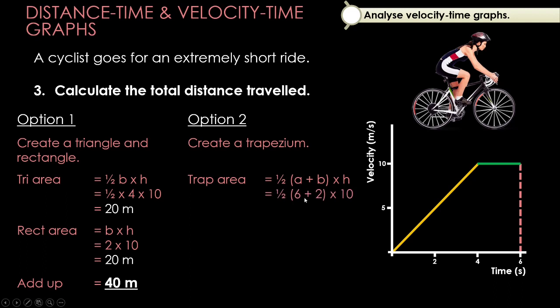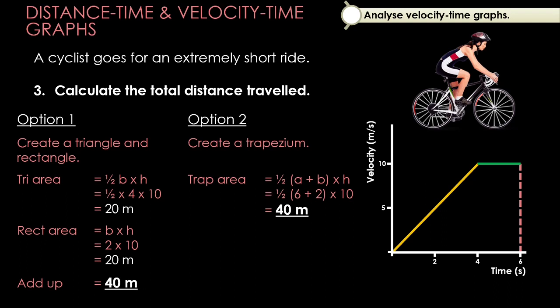So plug in the numbers here. We have half multiplied by 6, because 6 is this long side, plus 2, 2 is this short side, multiplied by the height, which is 10 meters per second. So half times 6 plus 2 times 10. Make sure that you get your order of operations correct, and you should come out with the answer being 40 meters, which is the same as this one here.